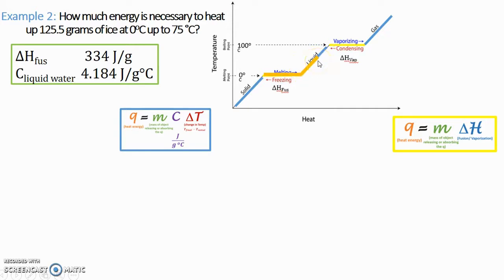So in order to answer this question, we need 2 formulas. The first formula that we're going to use is to account for this phase change, which is our Q equals M delta H of fusion, because we're going from a solid to a liquid. The second formula that we need is our specific heat formula, because that's this diagonal area over here. We're going to account for the temperature change.